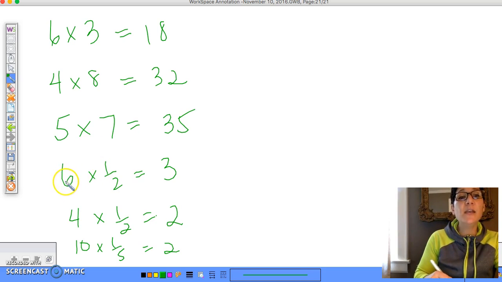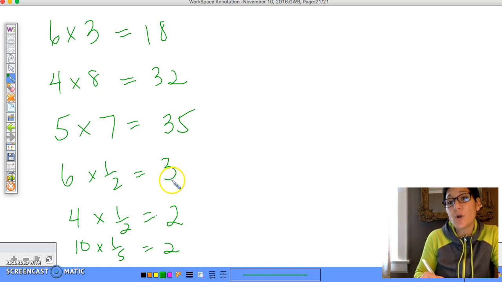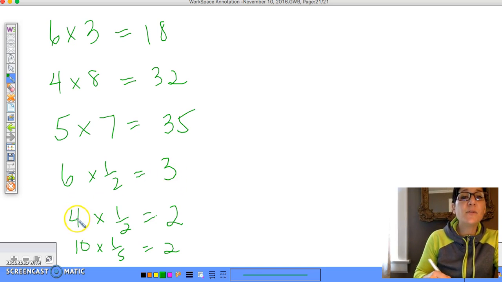If I come down here and I do 6 times a half, this number is less than 1, so I should wind up with something smaller than what I started with. Similarly, 4 times a half is giving me 2, and 10 times a fifth is giving me 2. All of these numbers are smaller than 1, so these results should be smaller than the ones above, because I'm multiplying by something smaller.